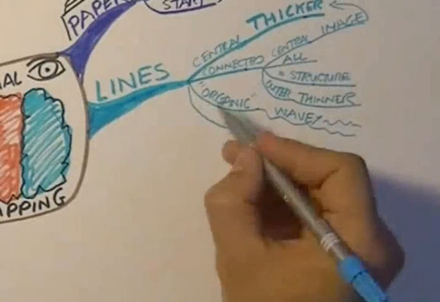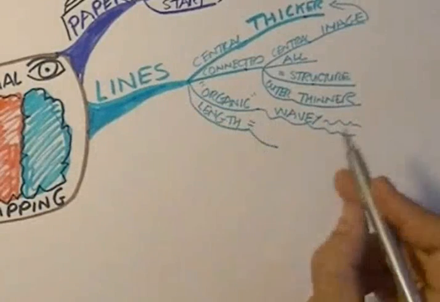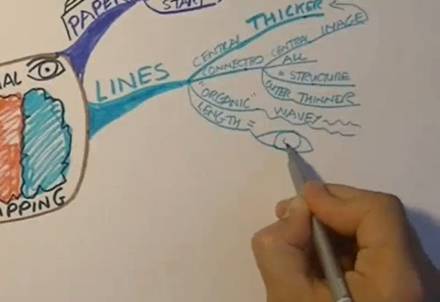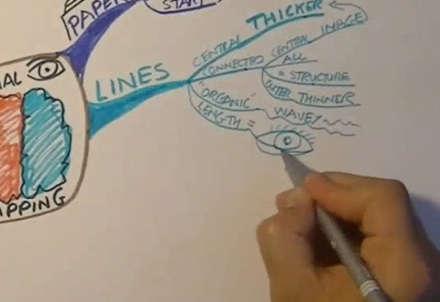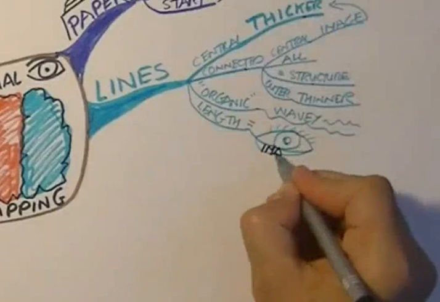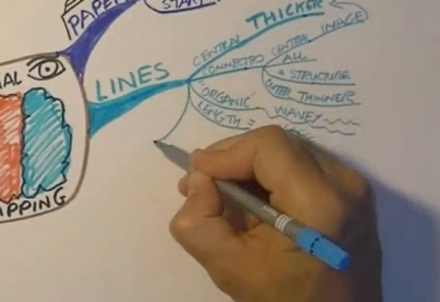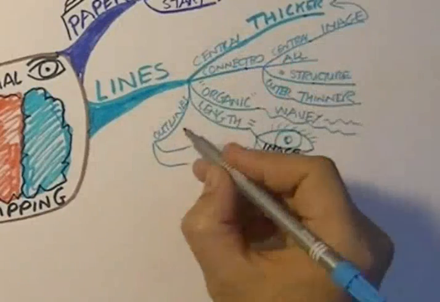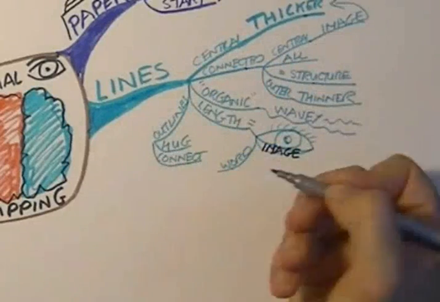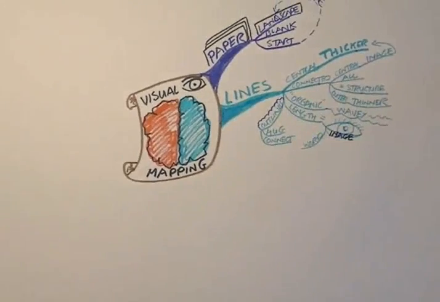When you're creating a visual map, it's also essential to consider the length of the lines in relation to an image and a word, and make sure the image or word fits the length of the line. Also think about outlines. Outlines can help hug and connect information to a line.